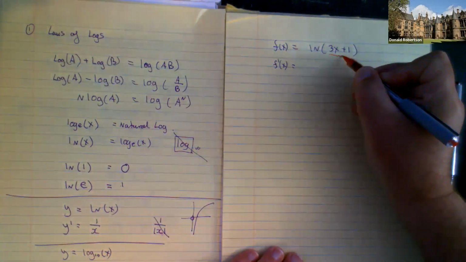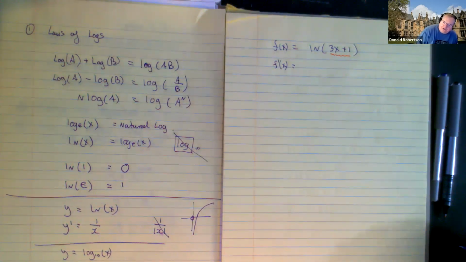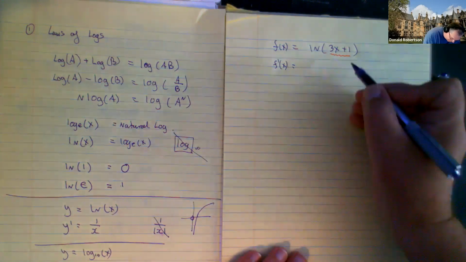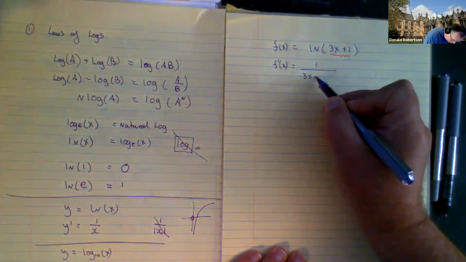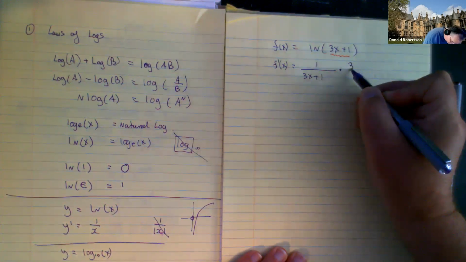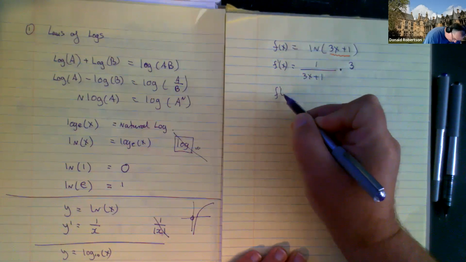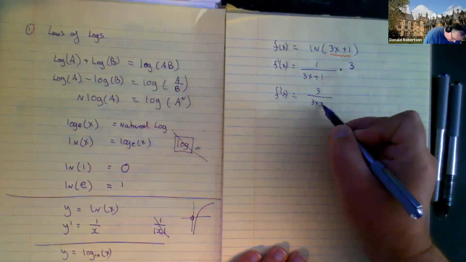This fella is a chain rule, and the inside function is 3x plus 1. So if I want to differentiate that, you get 1 over 3x plus 1 times the derivative of the inside function, which is 3. And your answer ends up being that guy.